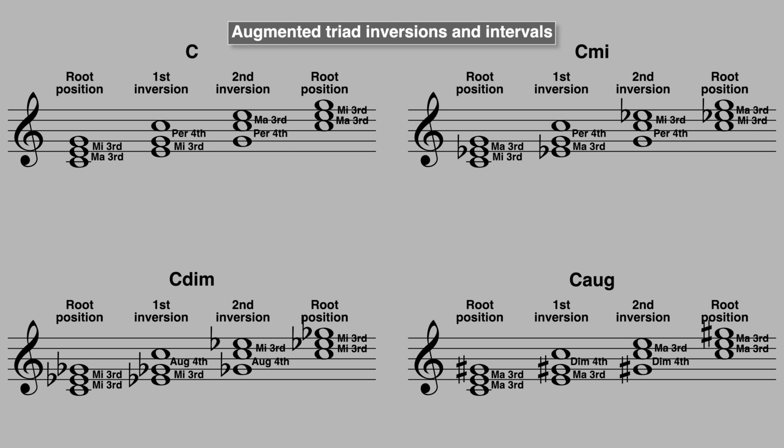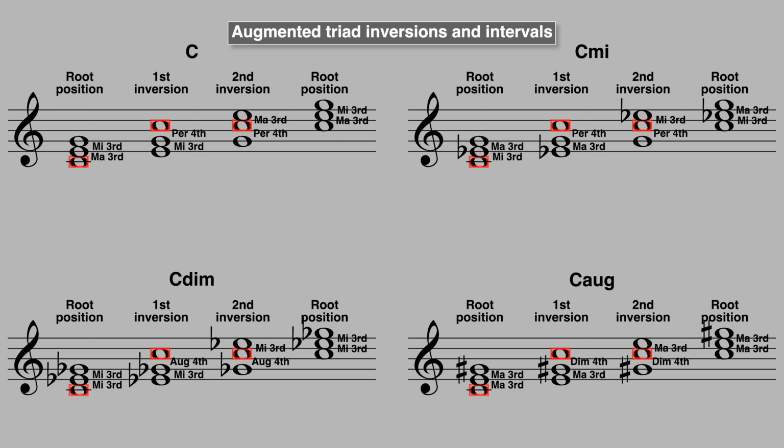Now, I will mark the root of the triad in each inversion. The root is always the lowest note in a root position triad. It is always the highest note in a first inversion triad, and it is always the middle note in a second inversion triad. This applies to any type of triad.